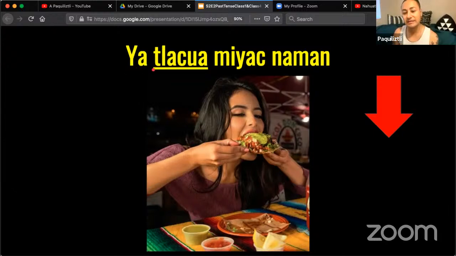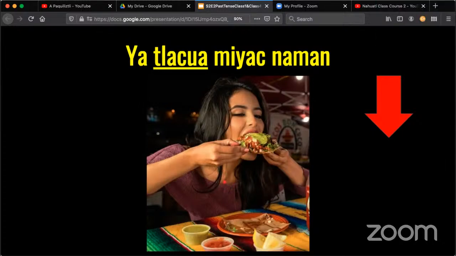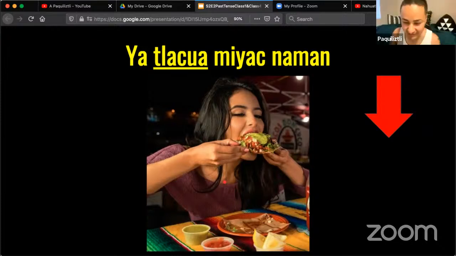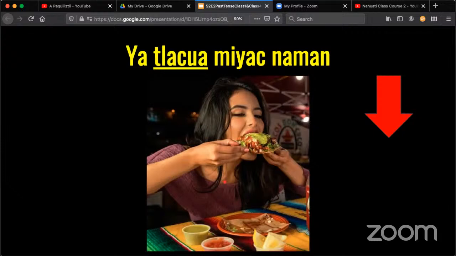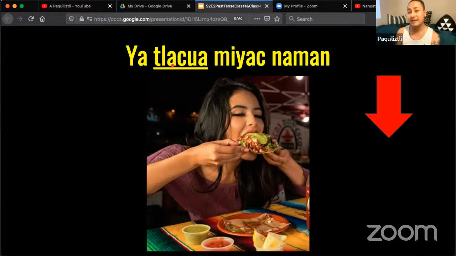Okay, so here ya tlaqua miak, she eats a lot. Naman. If there was a food here, like let's say we were to say she eats, I don't know, what do you want to say she eats? Tostada. She eats a tostada. I don't know the word for tostada in Nahuatl. Maybe it would be something like michin, a fish. Let's say fish. This tla would not remain as tla, it would become ki. So we would say ya quiqua michin.